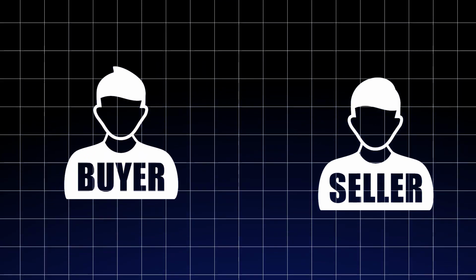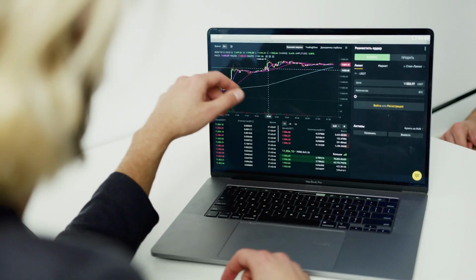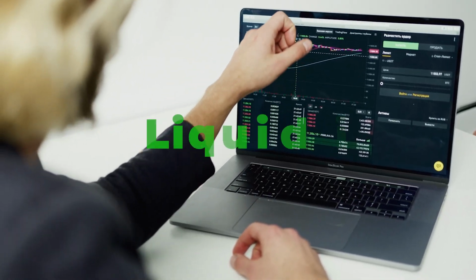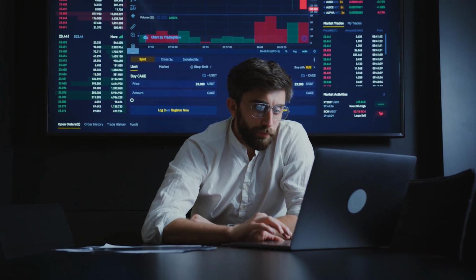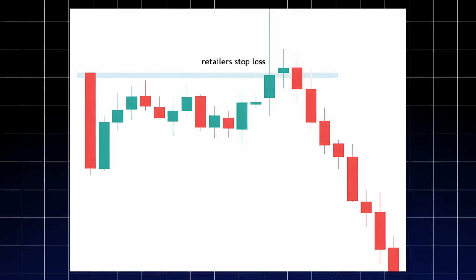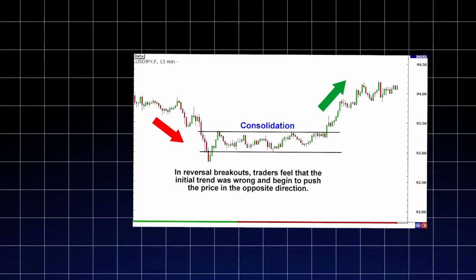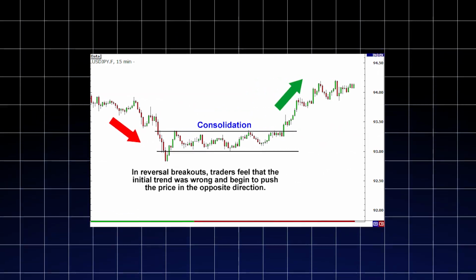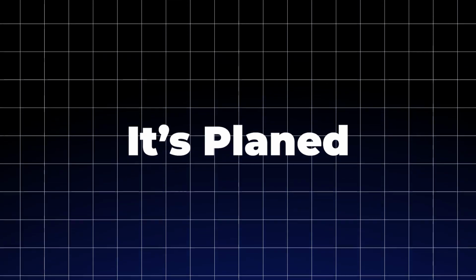So what makes price move like this? Buyers and sellers. That's the surface answer. But underneath that, it's simply liquidity. Big players, smart money, they don't chase the price. They hunt areas where retail traders get trapped. It's a scummy move. And that's why you'll see a breakout and then a sudden reversal. It's not random, it's planned.